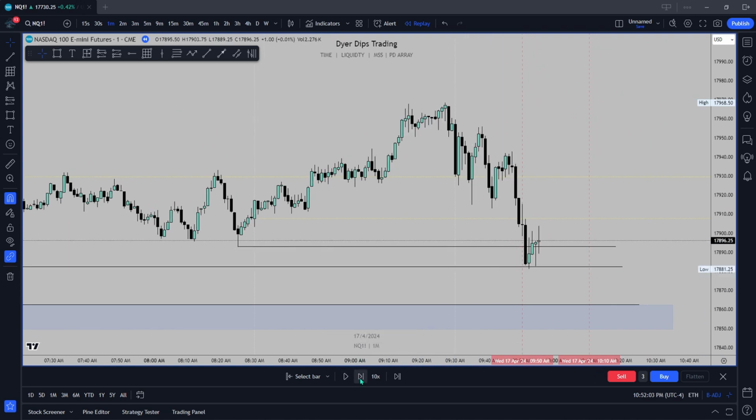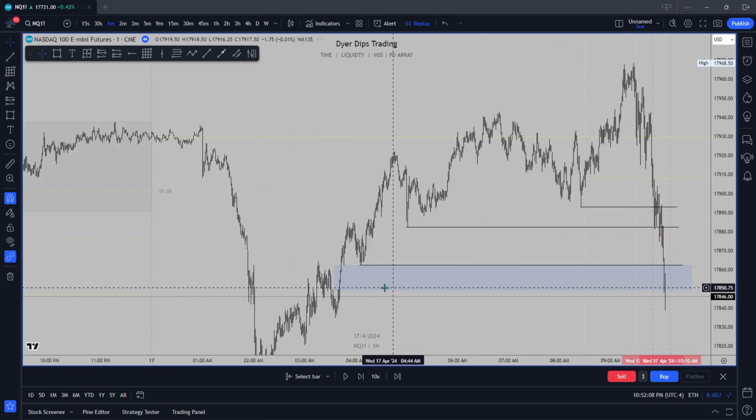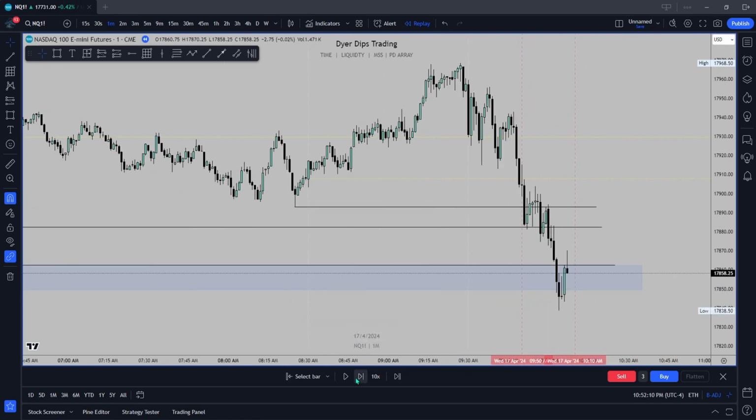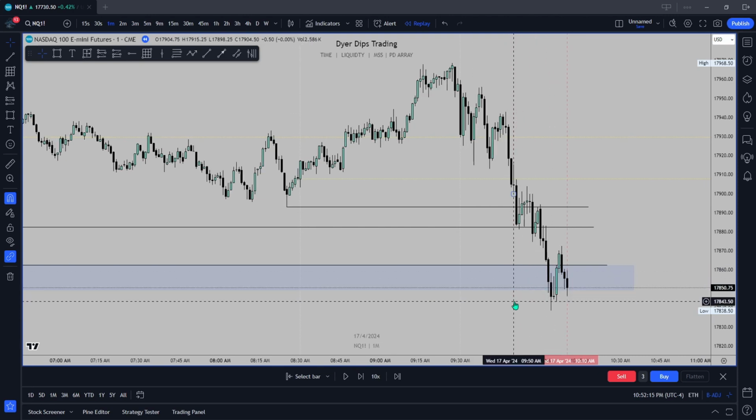Comes out, takes out both of these sell-side liquidity pools, and then ends up taking out this other sell-side liquidity pool and rebalancing that 5-minute inefficiency, all inside the macro. So as you can see, this is all occurring in between this 20-minute period between 9:50 and 10:10.